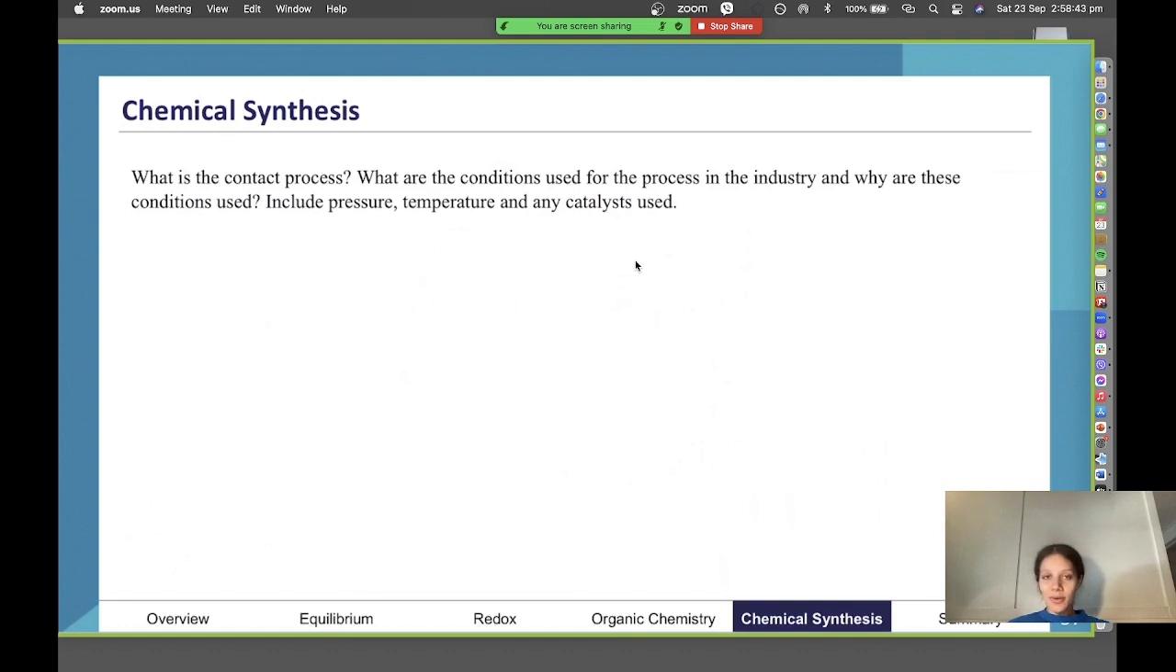So what is the contact process? What are the conditions used for the process in the industry, and why are these conditions used? Include your pressure, temperature, and any catalysts used. So have a think about that one, and we'll go through, I'll speak through a bit about short answer questions in a second. So I'm going to have some order.